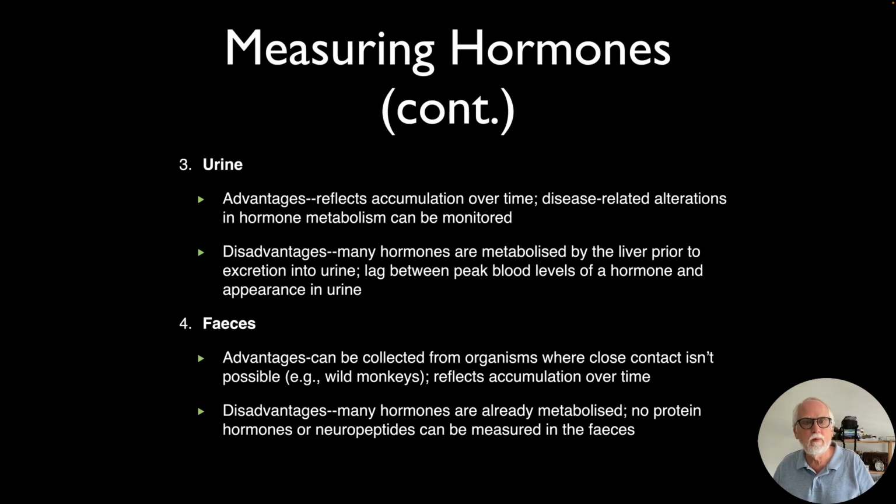A third type of hormone measurement is through urine. The advantages are that you can look at accumulation of the hormone over time, like you could wait over an hour to see how much of the hormone has been released. You can look at disease-related alterations in hormone metabolism this way. But the disadvantage is that many hormones are metabolized by the liver prior to being excreted into the urine. So there's also a lag between the peak blood levels of a hormone and what you might see in the urine. So there are definitely some differences that you'll get when you do a urine type of hormone collection. But depending on what your research question is, it might be completely appropriate to use that method.